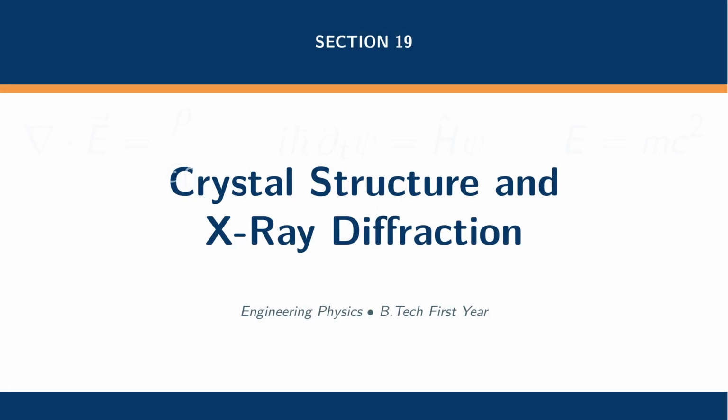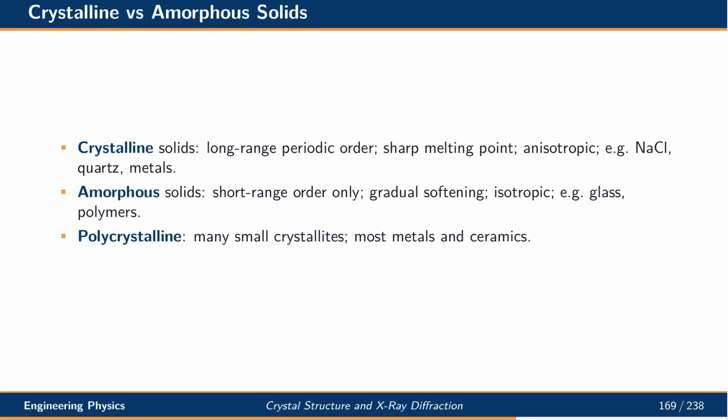We now move to crystal structure and X-ray diffraction, the foundation of materials science and the gateway to understand. Solids are broadly classified into three types. Crystalline solids have long-range periodic order, sharp melting points, and anisotropic properties. Examples include sodium chloride, quartz, and metals. Amorphous solids have only short-range order, soften gradually, and behave isotropically. Glass and many polymers fall into this category. Polycrystalline materials consist of many small crystallites and represent most engineering.